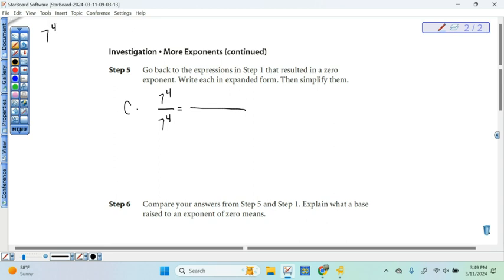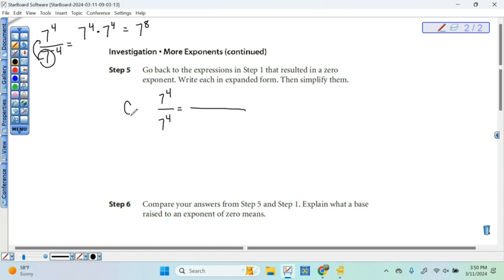No, so 7 to the 4th over 7 to the negative 4th would be 7 to the 4th, and then this negative 4 takes the 7 and moves it to the opposite place, would be 7 to the 4th times 7 to the 4th. So you're right, it would be 7 to the 8th. Does that make sense? Okay.